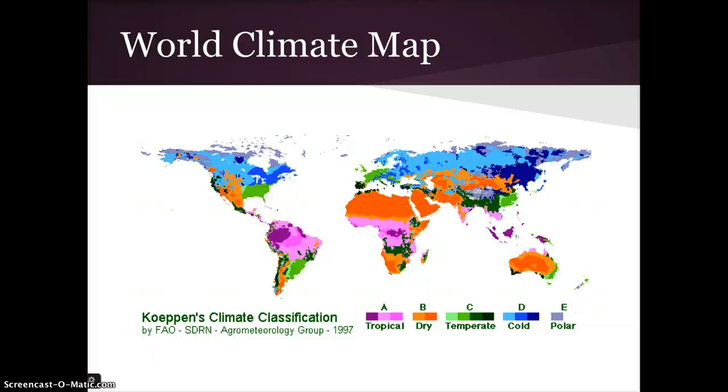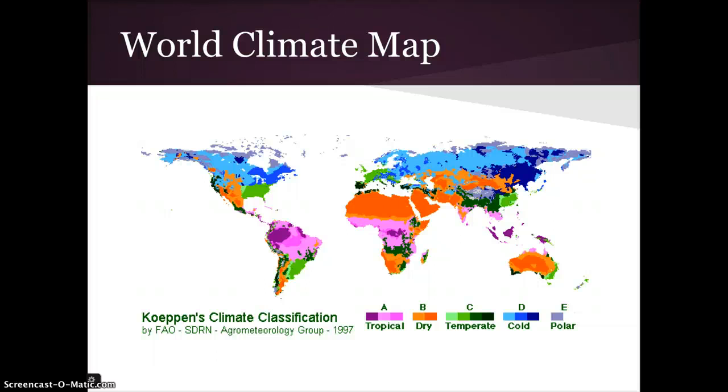This one is showing the different types of climates that you're going to find in different areas of the world. So whether it's tropical, which is going to be very humid and warm, or dry, which is where you're going to find most of your deserts. And then we get into temperate, and that's kind of what we're in, where we have seasons. So it's cold here some of the time, and it's warm here some of the time.